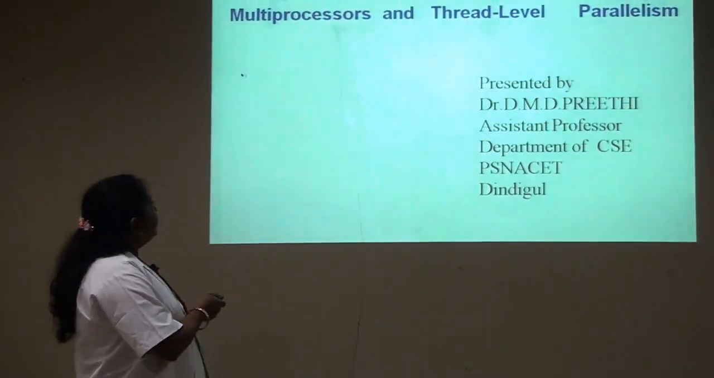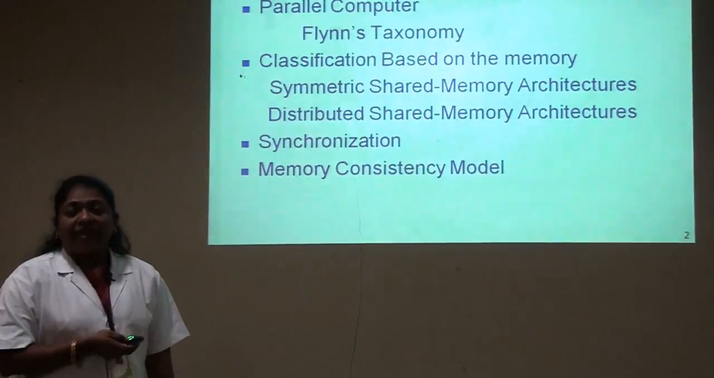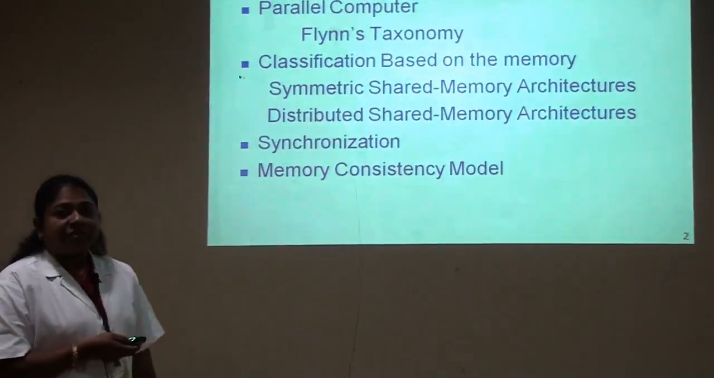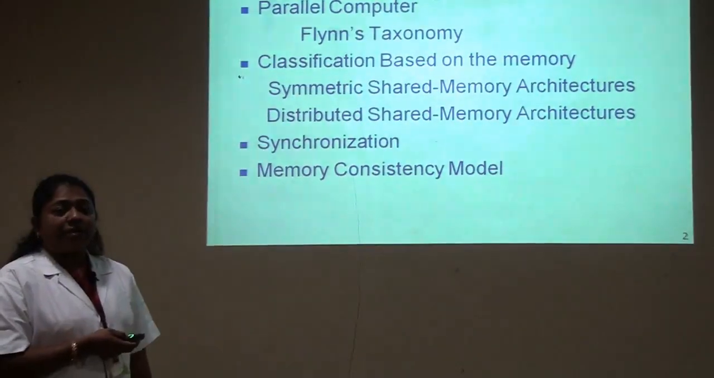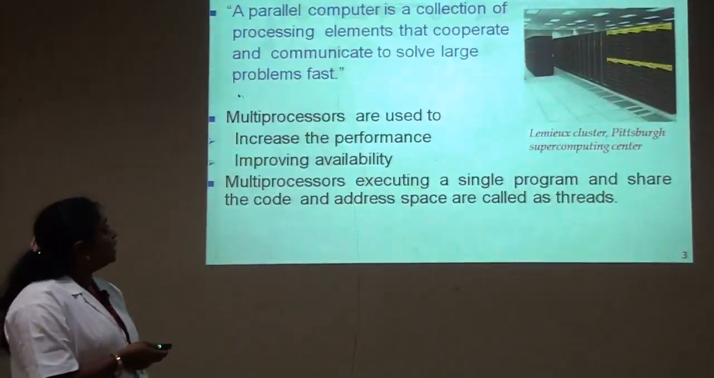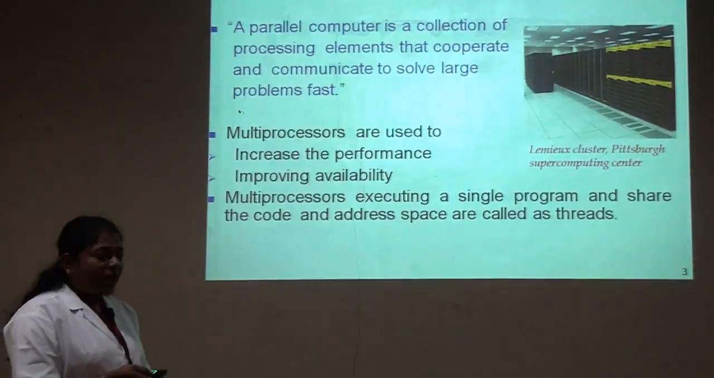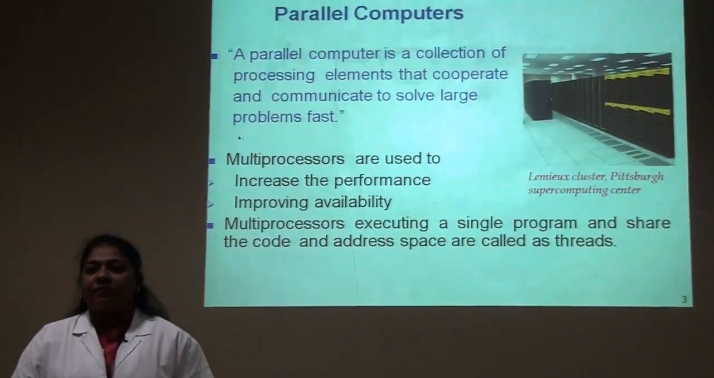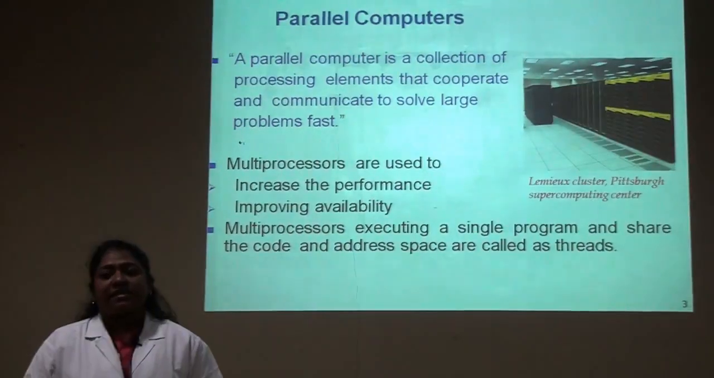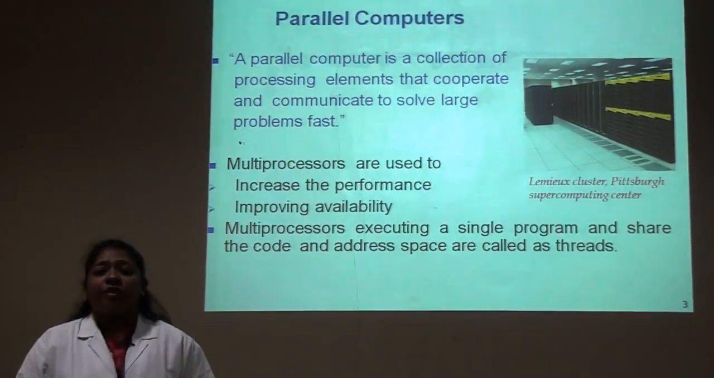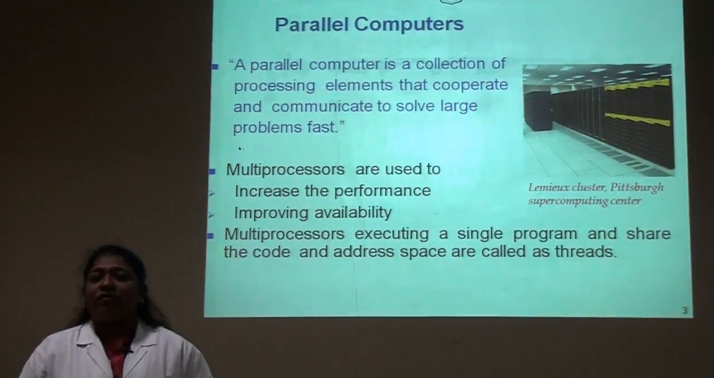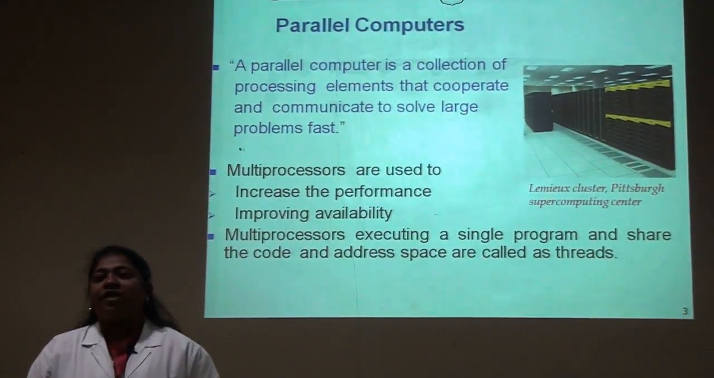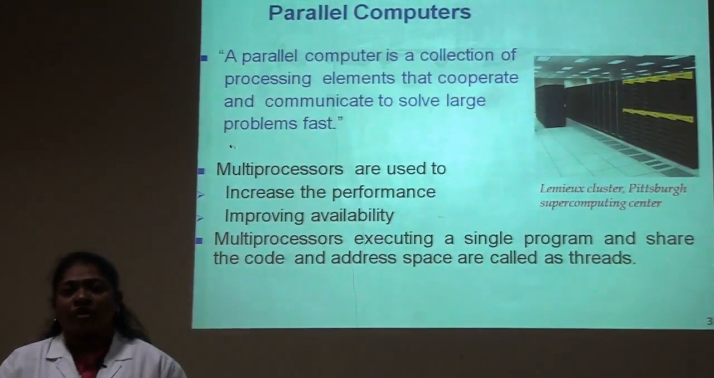In this video lecture, the main objective is the parallel computer, its classification based on memory, and synchronization and memory consistency models. Why are we going for the parallel computer? Everywhere we are using web pages and simultaneous access in all the applications. When we use a single processor, we cannot get improved performance and availability of the data. So, for that purpose we are going for the multiprocessor.